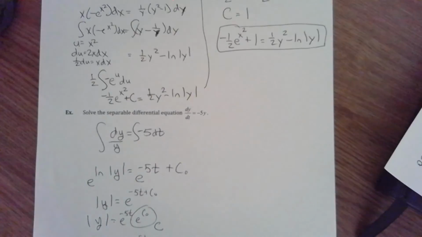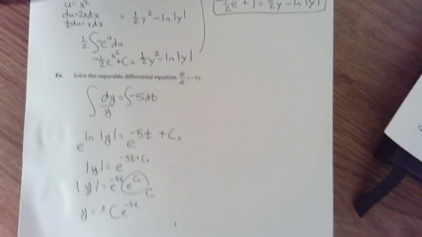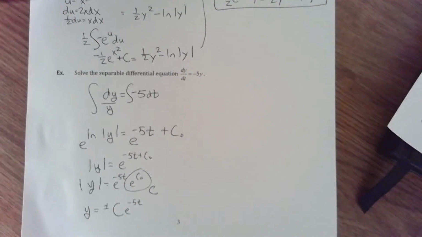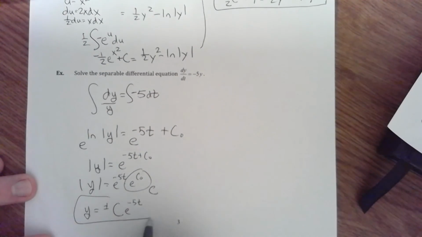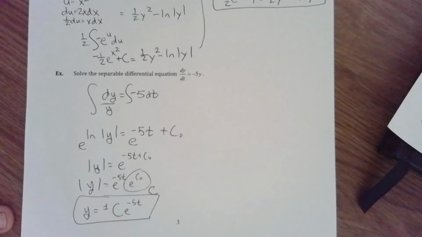Let me just scroll down here so we can see what happens. And this is a general solution because they did not give us an initial condition. So that concludes our notes from 6.3. A copy of the answers is also in the classwork section of Google Classroom.